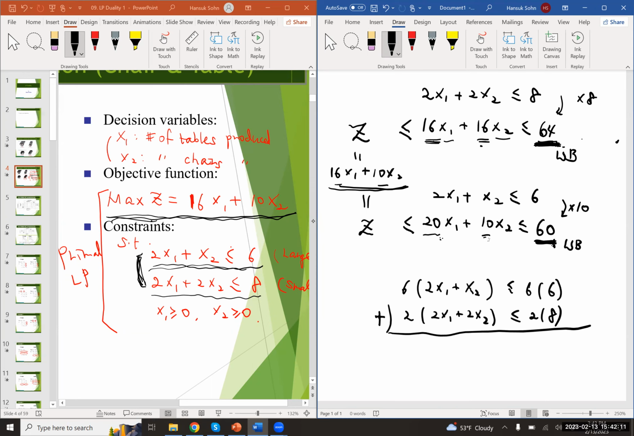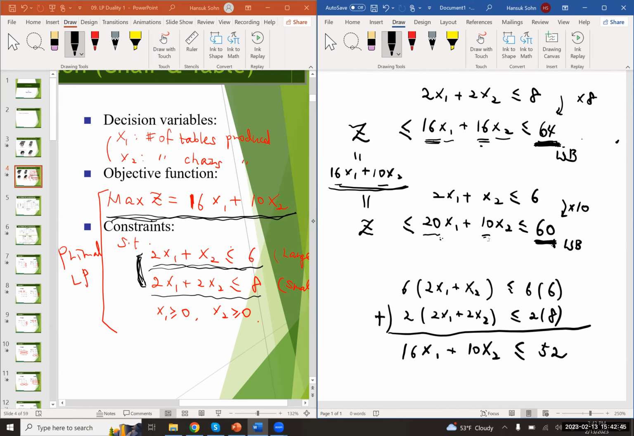Then what do we have? It's going to be 6 times 2, 12x1, plus 2 times 2, 4x1. So we are going to have 16x1. And then 6 times 1 plus 2 times 2, so it's going to be 10x2, right? How about the right-hand side? It's going to be 36 plus 16. So that's going to be 52. Is that right? Okay.